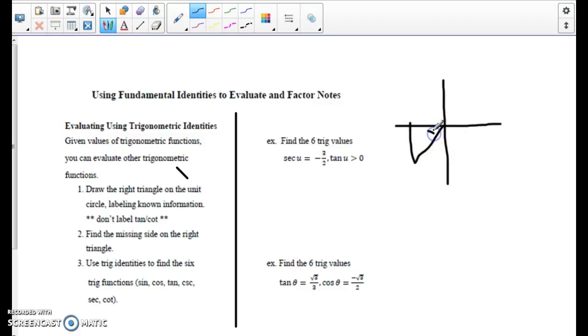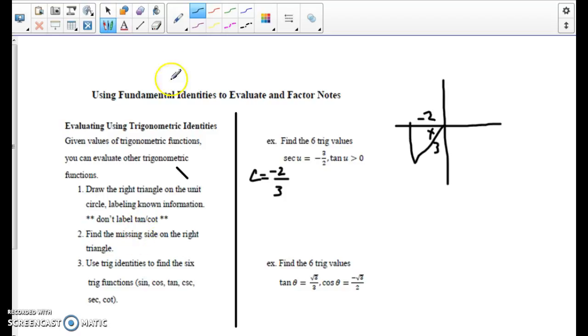Here's my x. Okay, and then I need to label my triangle. Well, sometimes it helps me to find the cosine first, which is the reciprocal of the secant. So therefore it's -2/3. Okay, your hypotenuse will never be negative. This is 3. Cosine is adjacent over hypotenuse, so this is -2. All right, so I have the right quadrant, I've labeled what I know, and I have the cosine.